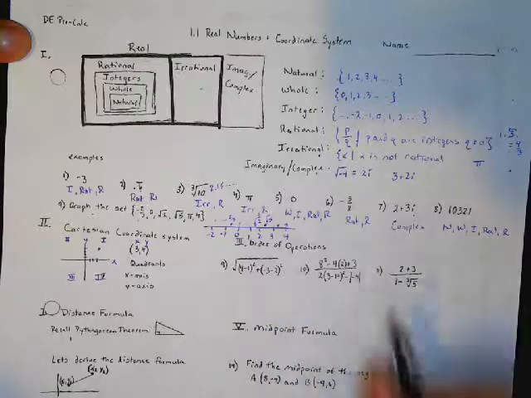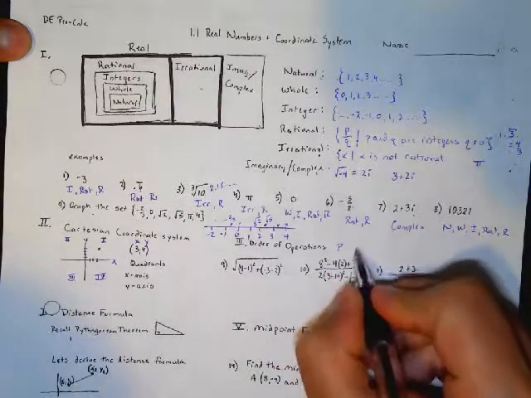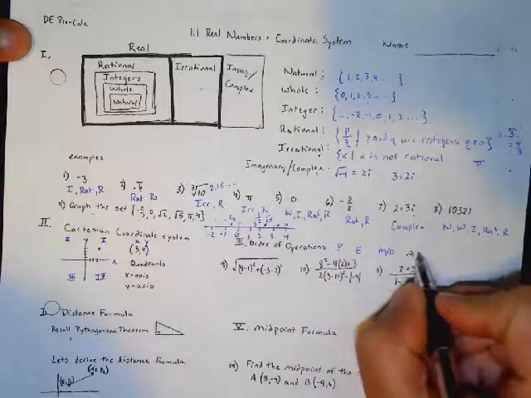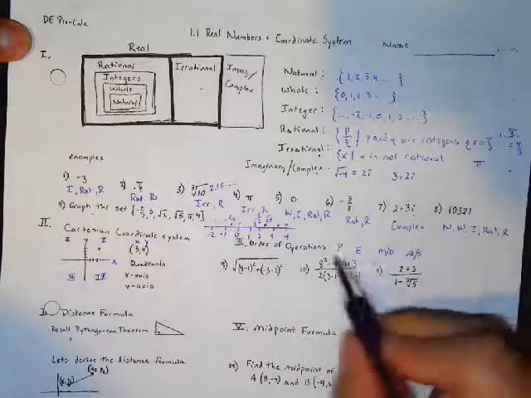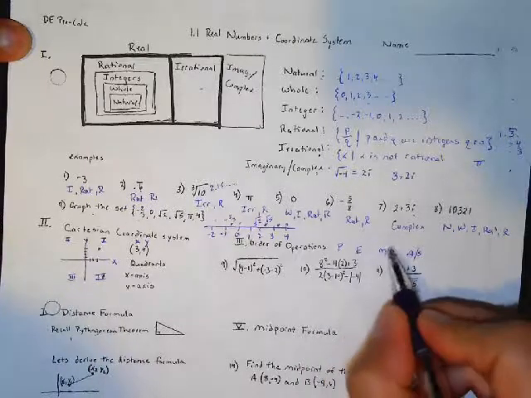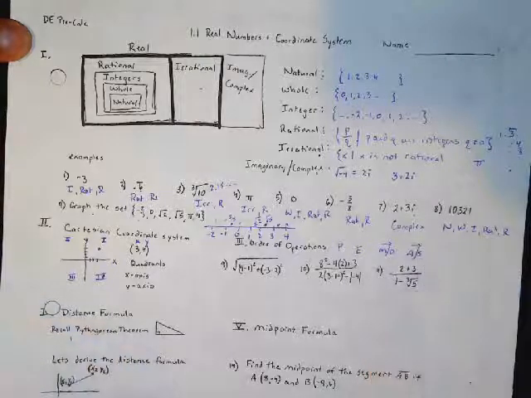Order of operations, PEMDAS, or as I learned it, please excuse my dear Aunt Sally. So PEMDAS, and we do parentheses first, exponents, multiply and divide from left to right, and then lastly adding and subtracting from left to right.